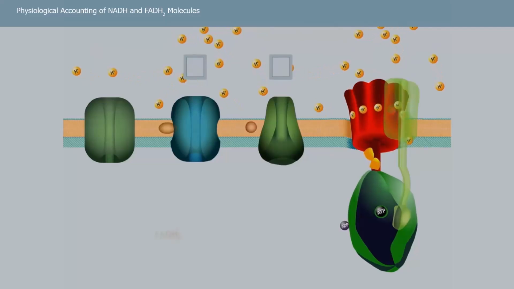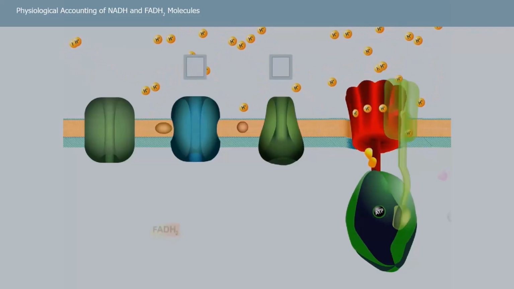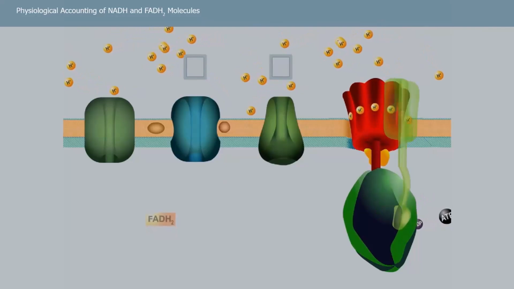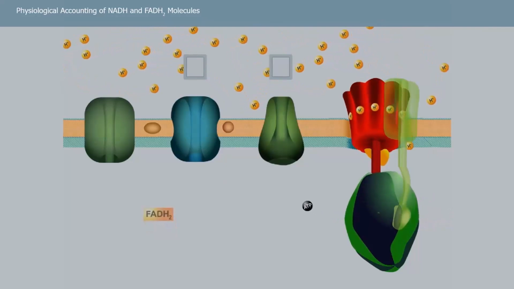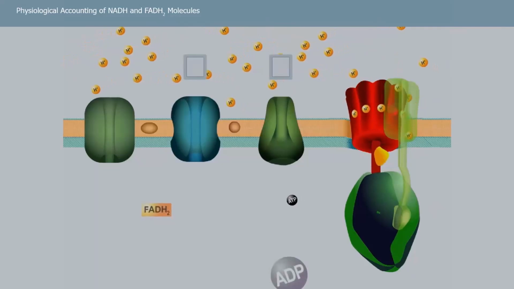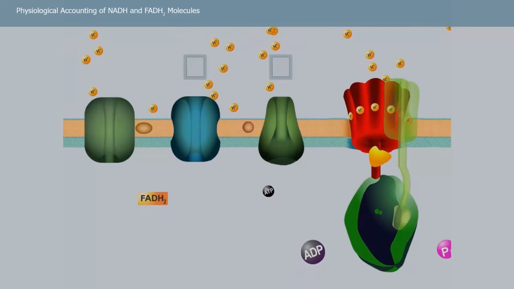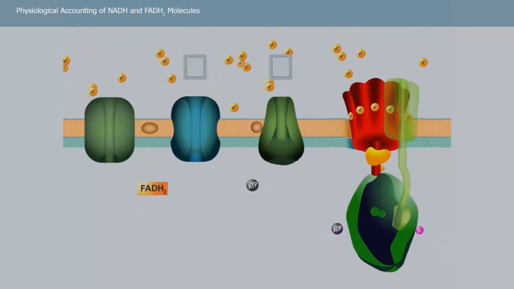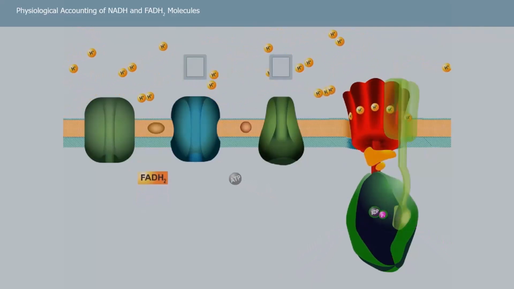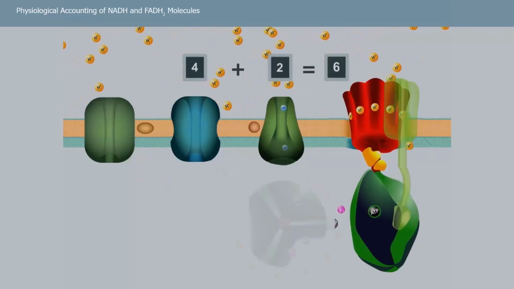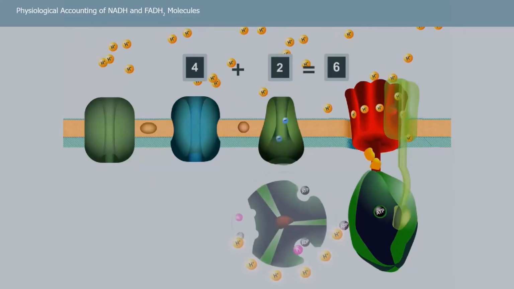The energy of 2 electrons from 1 molecule of FADH2 is sufficient for pumping only 6 hydrogen ions across the membrane, 4 by cytochrome Bc1 and 2 by cytochrome oxidase. The energy released from 1 molecule of FADH2 is therefore only sufficient for producing 1.5 molecules of ATP.